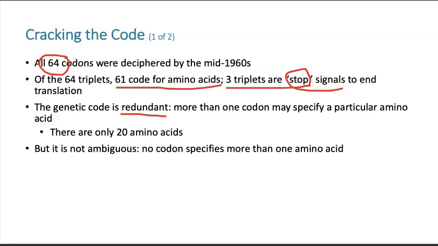The other thing that's really important to remember is that the code is not ambiguous. What this means is that if you've got a codon, it does in fact code for a specific amino acid. It doesn't code for multiple amino acids. It only codes for a specific one. Let's go ahead and take a look at that.